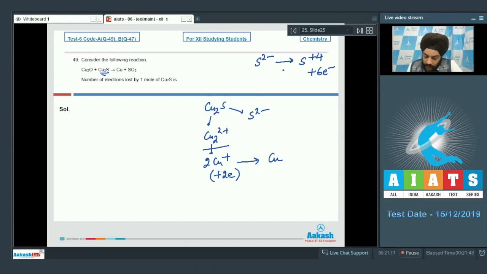So if you talk about the overall Cu2S, students, the copper plus 1 ions gain 2 electrons, whereas the sulfide ion loses 6 electrons. So a total of 6 minus 2, that is 4. So a total of 4 electrons have been lost by Cu2S. So the correct answer to question number 49 has to be marked as 04, which is the difference of these two numbers. Okay, let us look at the next question now, and the last question for this paper.